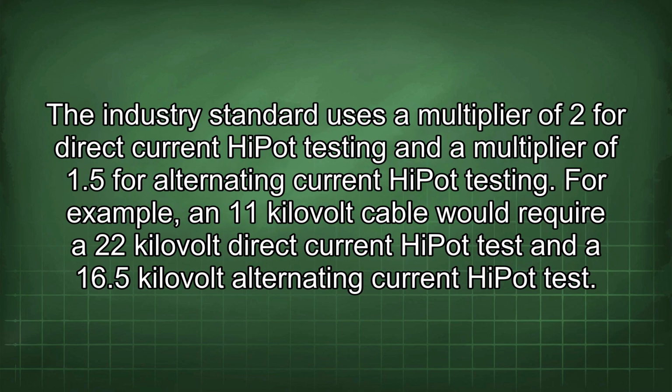The industry standard uses a multiplier of 2 for direct current HiPot testing and a multiplier of 1.5 for alternating current HiPot testing. For example, an 11 kV cable would require a 22 kV direct current HiPot test and a 16.5 kV alternating current HiPot test.